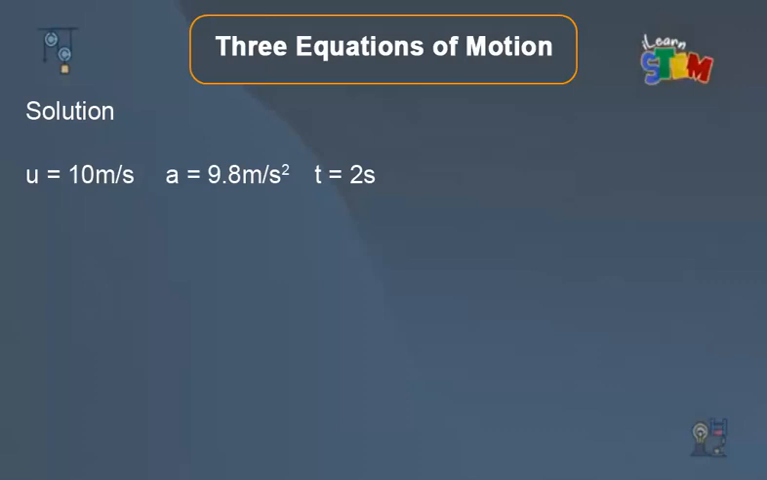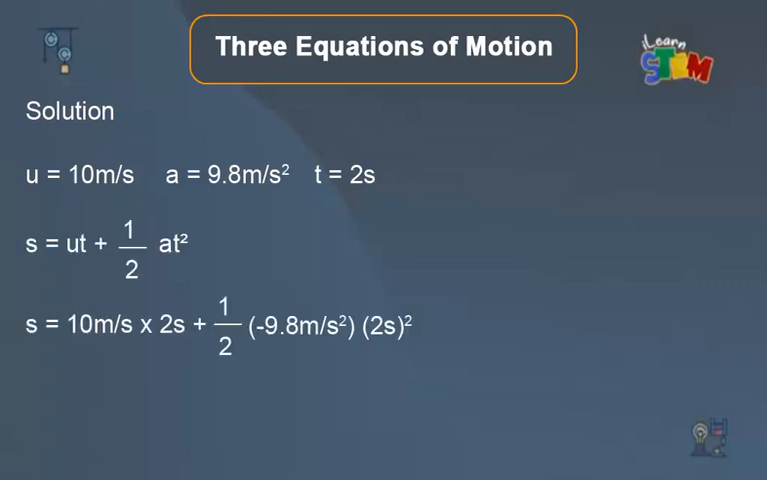Substitute the values into the equation. S equals ut plus 1 over 2, at squared. S equals 10 meters per second times 2 seconds, plus 1 over 2, bracket minus 9.8 meters per second squared, bracket 2 seconds squared. Seconds cancels out seconds. Let's break this down. S equals 10 meters times 2, which is 20 meters, plus 1 over 2, bracket, minus 9.8 meters per second squared, and 4 seconds squared. I know this might be tricky, but stick with me.